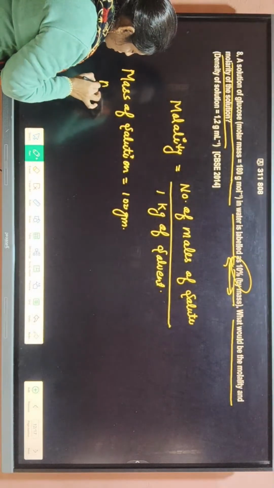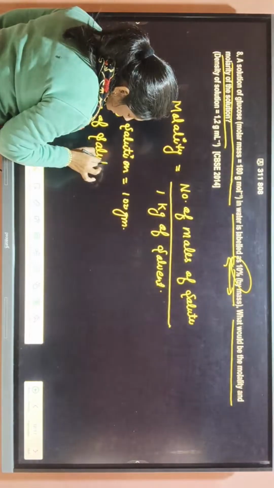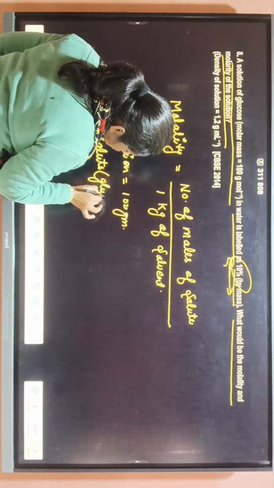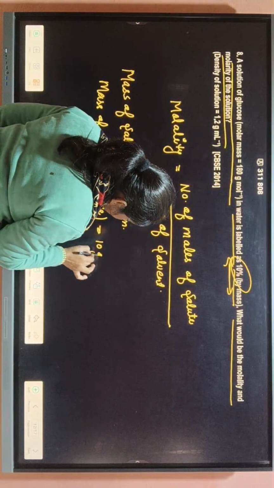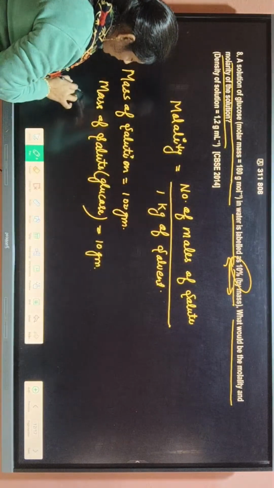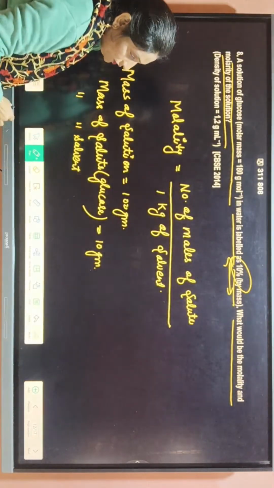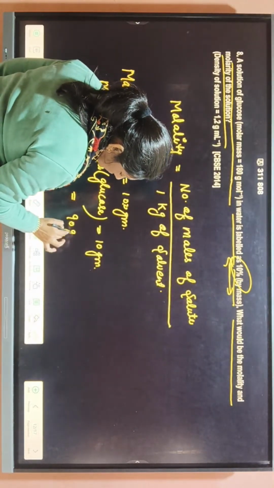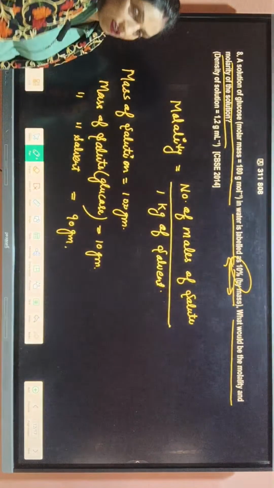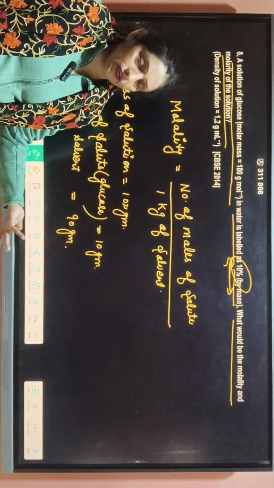So students, our solute is glucose here, so the mass of solute is 10 gram. What will be the mass of solvent? The mass of solvent will be 100 minus 10, which is 90 gram. If you know all the values, then you can calculate.